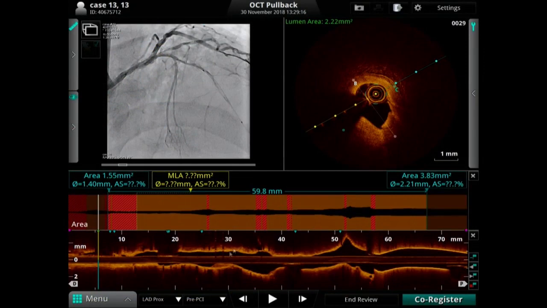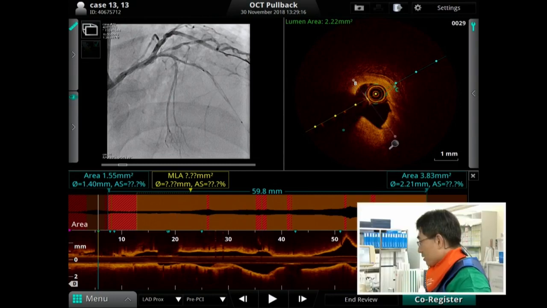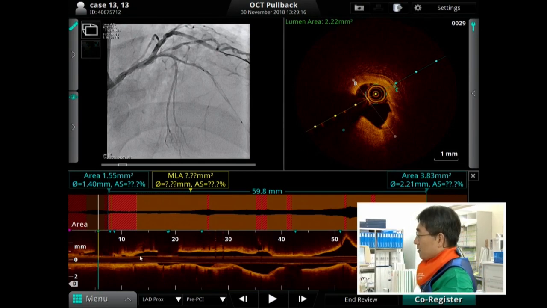Good afternoon. I'm Jung-Sun from Severance Hospital. I would like to show the OCT image. Here is a distal part, the distal LAD. As you can see, the LAD length is at least around 3.0. So I think this stent is too small for this vessel.